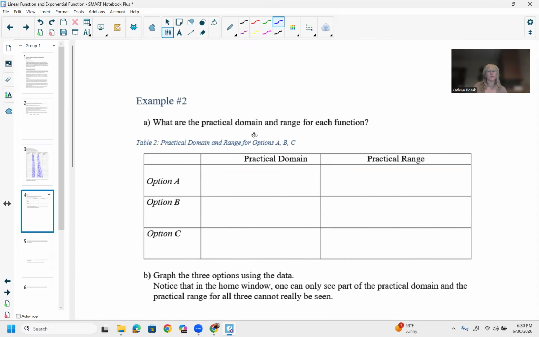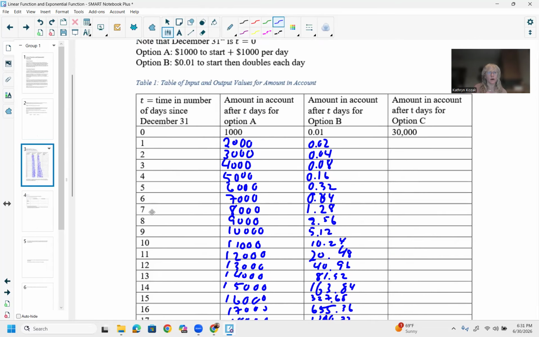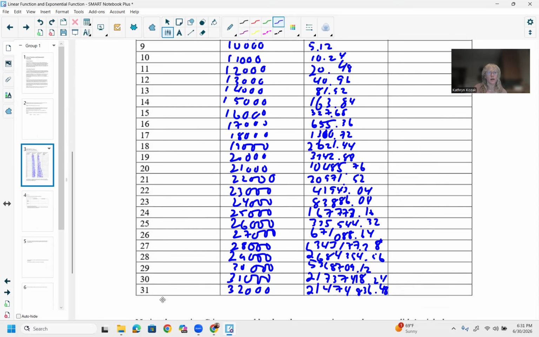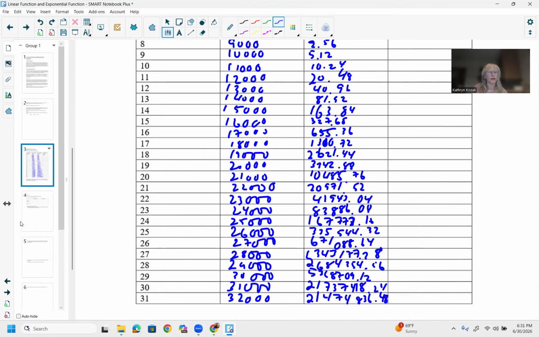So first, what is the practical domain and range of each of these functions? That's the first question we should think about. In here, our practical domain is starting on times 0. Looking back over here, we started on times 0 and we went to times 31. We couldn't keep going any more days than that because we weren't going to be doubling anymore. So nothing more was going to happen after 31 days.